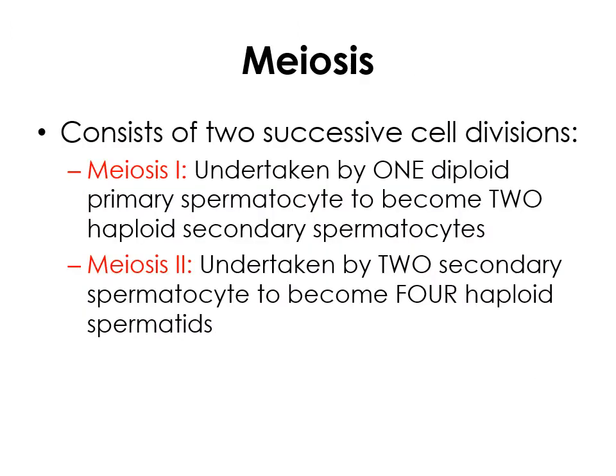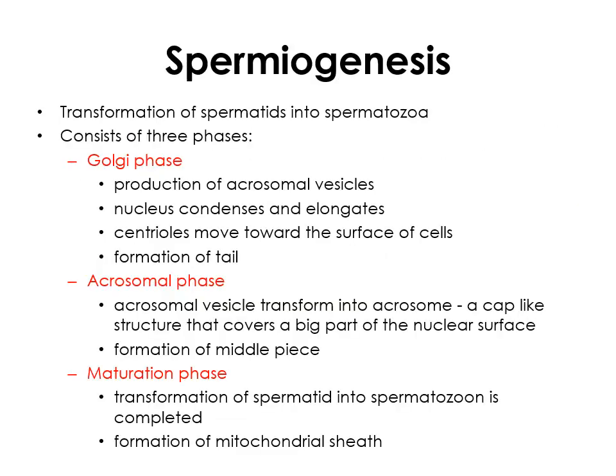So meiosis consists of two successive cell divisions: meiosis 1 and meiosis 2. Meiosis 1 is undertaken by one diploid primary spermatocyte to become two haploid secondary spermatocytes. Meiosis 2 is undertaken by two secondary spermatocytes to become four haploid spermatids. Spermiogenesis is the transformation of the spermatids into spermatozoa.